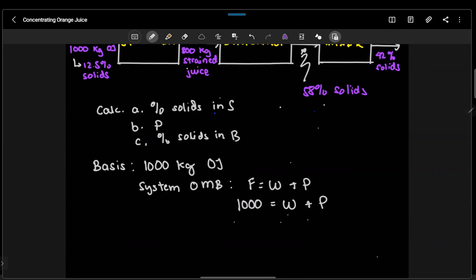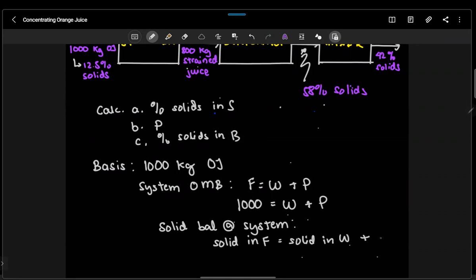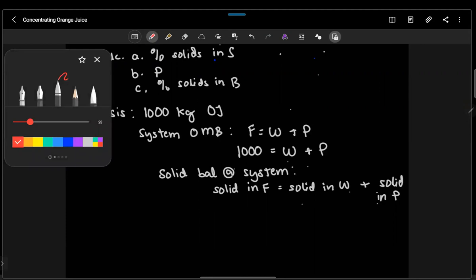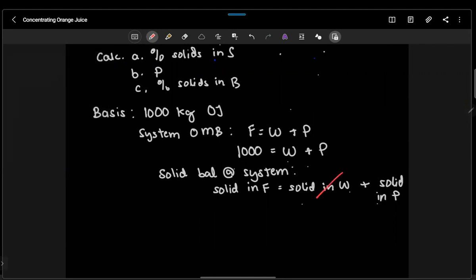Okay, so we have two unknowns. So we need another equation to solve for the unknowns. And therefore, I might do solids balance around the system. Okay, so again, nasa buong system pa lang tayo. Solid balance. So, gaano ba karami ang solid sa F? Okay, so let me just write it this way. Solids in F, okay, around the system, equals solids in W plus solid in P. Okay? You expect, syempre, na wala namang solid siguro dun sa W, right? Kasi purely water lang yan.